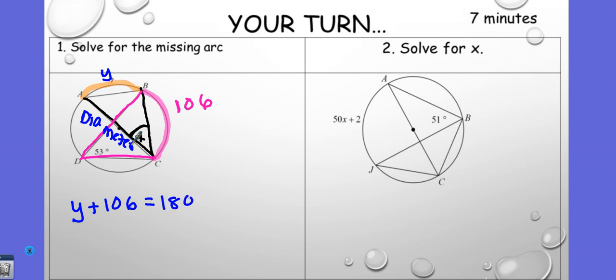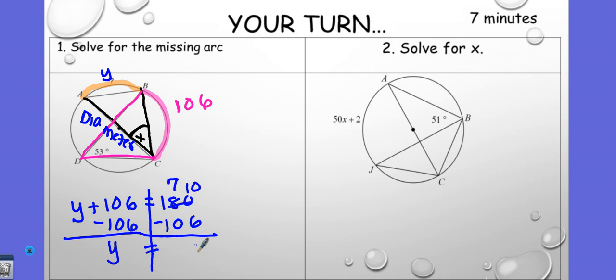And if I find Y, that means I can find X, because there's a relationship between the arc and the angle when we have inscribed angles. So I'm going to minus 106, minus 106. So Y equals, this is 4, this is 7. So Y is 74.